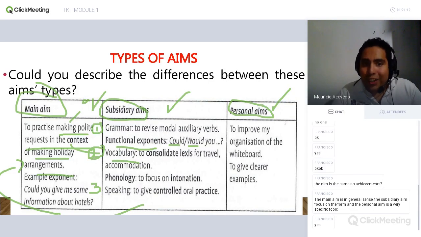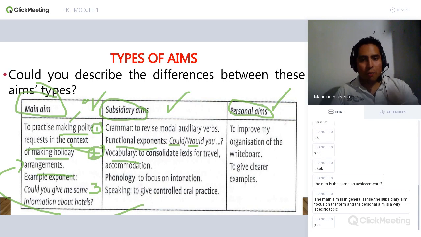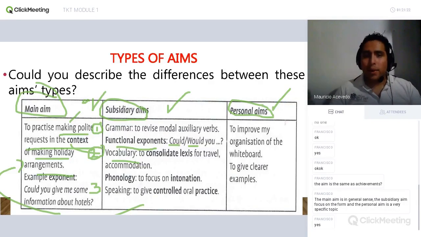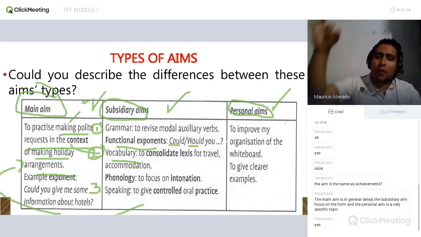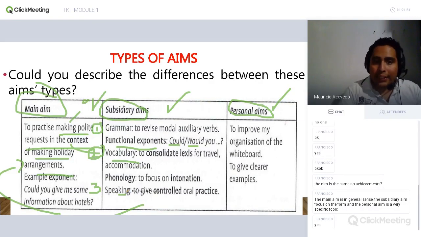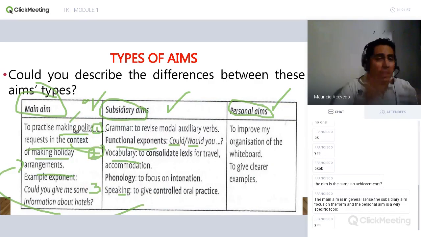Phonology, to focus on intonation. This is very important because remember, for questions you might have an intonation. Could you please help me with this? Remember, the intonation goes up, goes down. Okay, speaking, to be controlled practice. So it's important to practice speaking because this is the moment of the interaction. If they don't, then they won't be able to make polite requests.